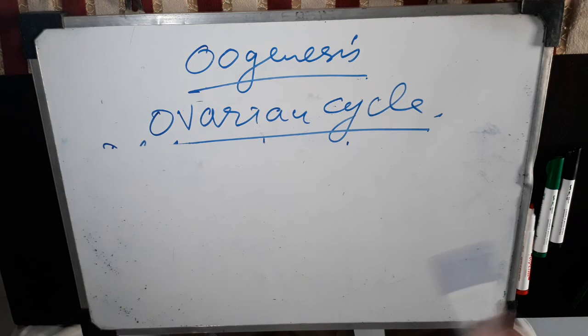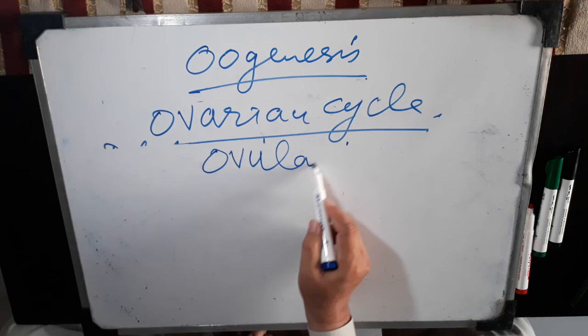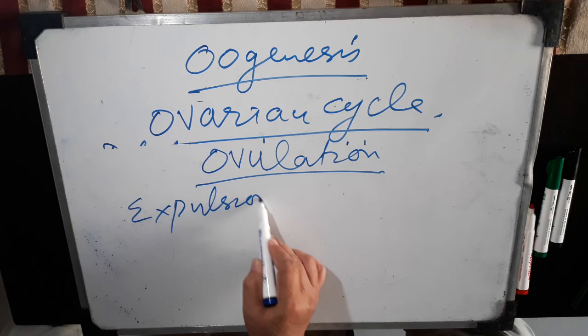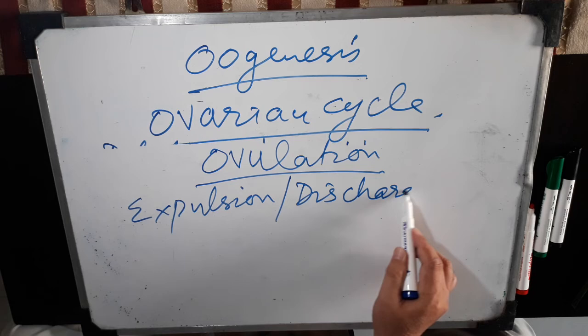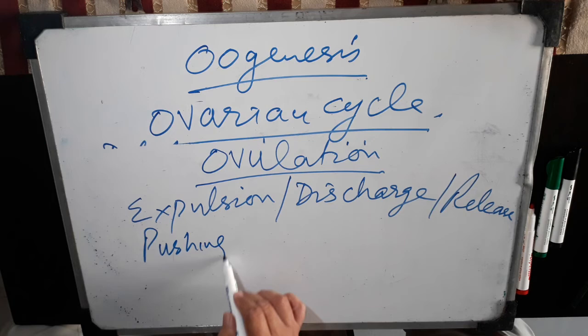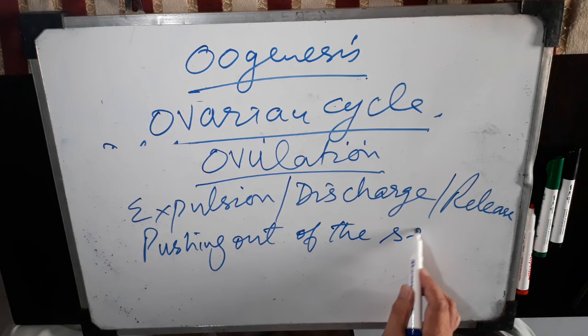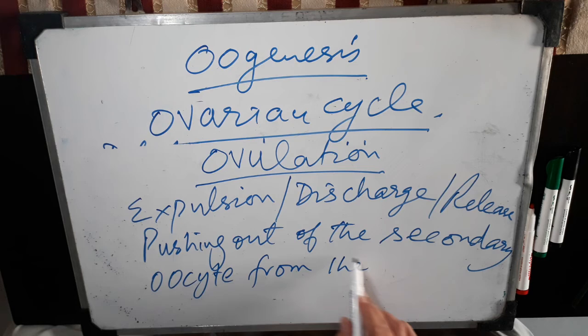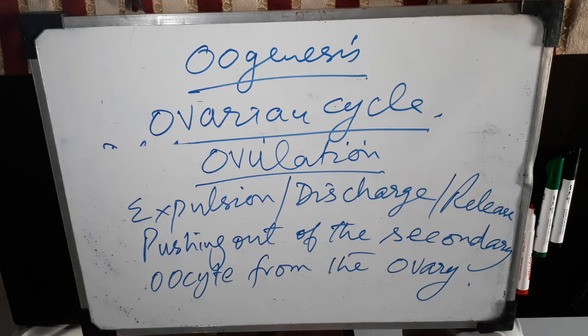So this is also a separate short note: ovulation. Definition: the expulsion, discharge, or release, or pushing out, of the secondary oocyte from the ovary is known as ovulation. The expulsion, discharge, release or pushing out of the secondary oocyte from the ovary.